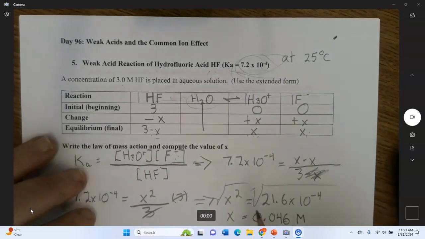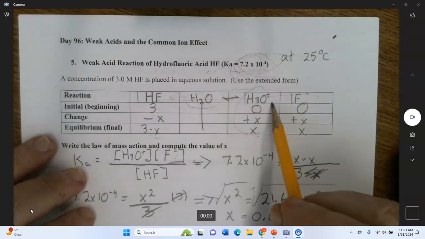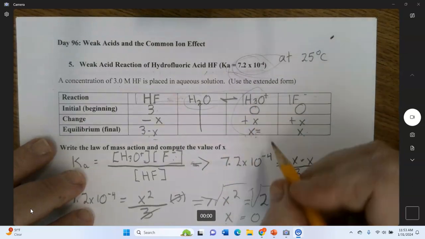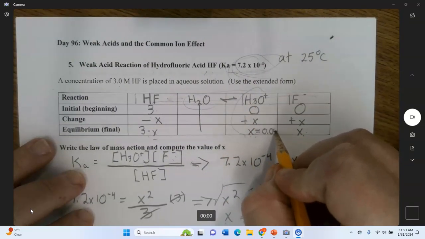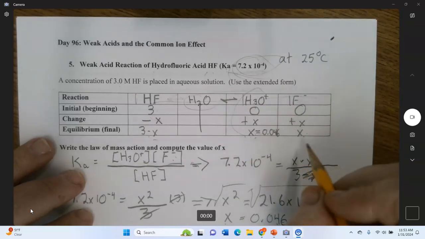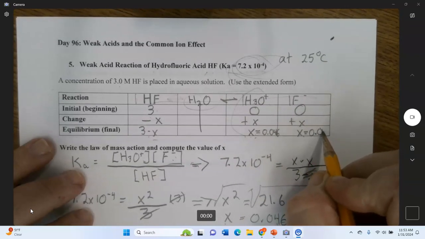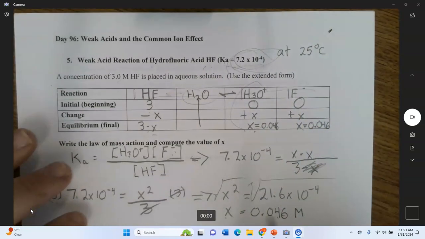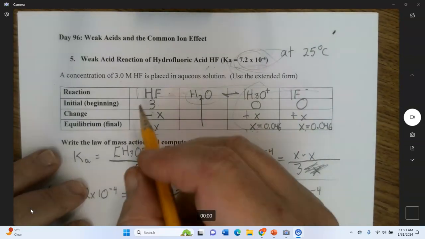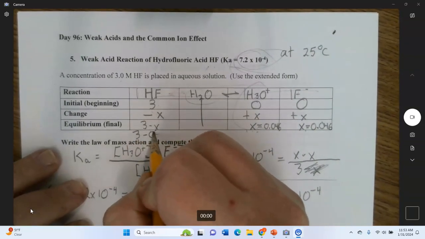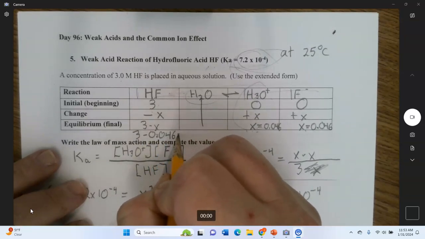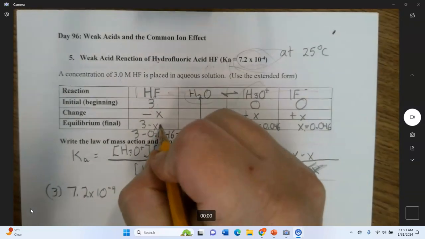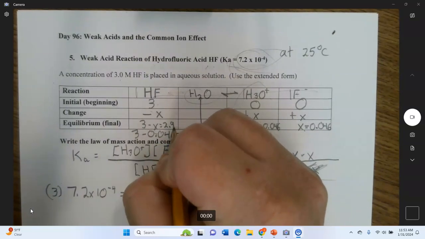So what does that mean? One thing we always want to know is the hydronium ion concentration, so that's x. X equals that, and that's what X is. So that's going to be 0.046. Also this one, 0.046. That's what X equals. We might not care about that concentration, but we might as well write it in. And this one is 3 minus 0.046, and that's going to equal 2.95. So this equals 2.95.